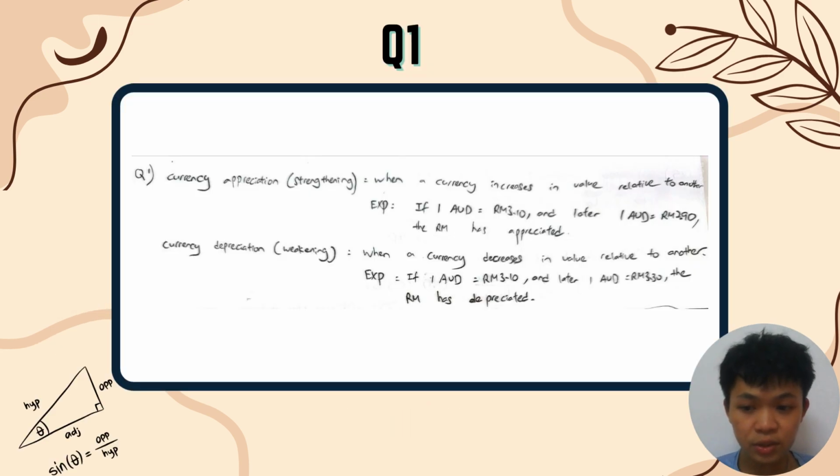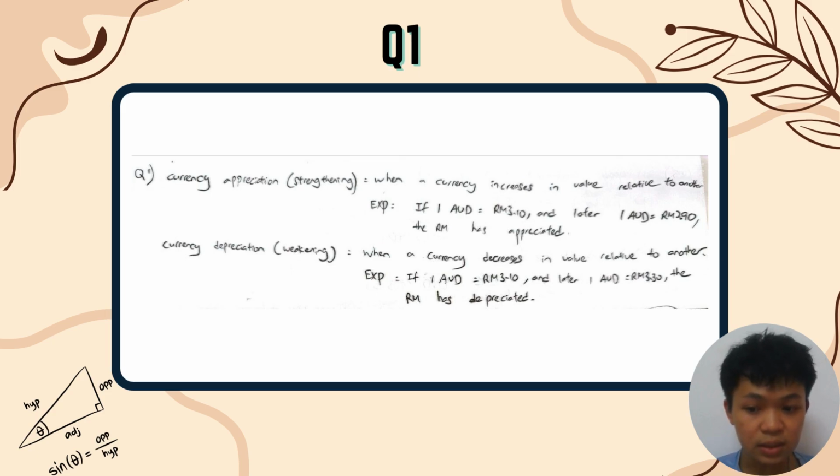Question number 1 is currency appreciation compared to currency depreciation. Currency appreciation means the domestic currency becomes stronger and can buy more of the other currency. For example, if 1 AUD is equal to RM 3.1 and later becomes RM 2.9, it means RM has appreciated because now you need fewer ringgit to buy 1 AUD.